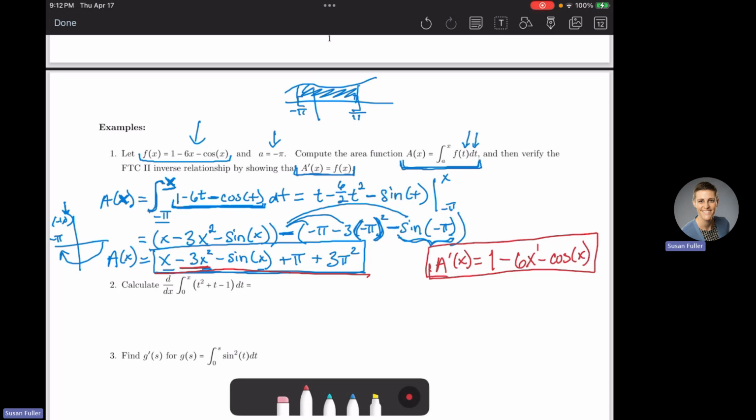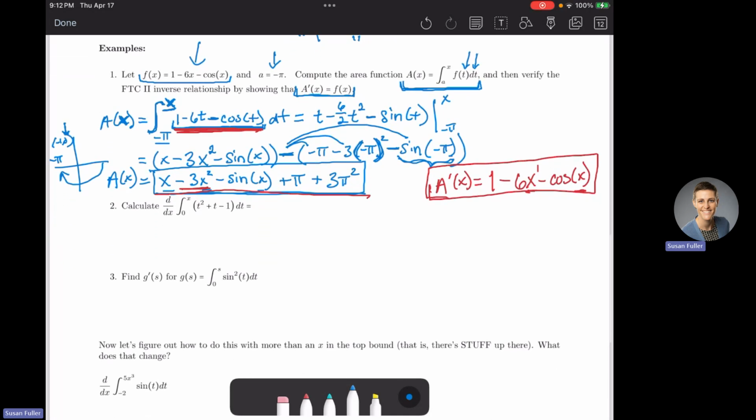And take a look and compare that to my original function that I started with here. It is the exact same thing. I just have x's instead of t's. And those x's came from plugging in that bound. So this verifies for us that the derivative of an integral does in fact get you right back where you started. We just get a little bit of a variable swap. All right, so if you have to find the area function, go ahead and just integrate it. No big deal.